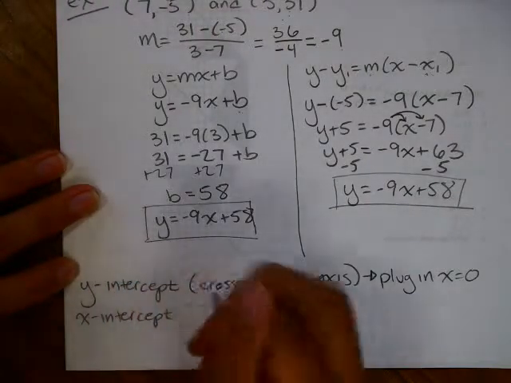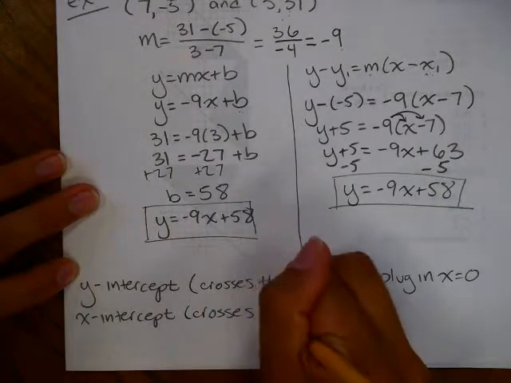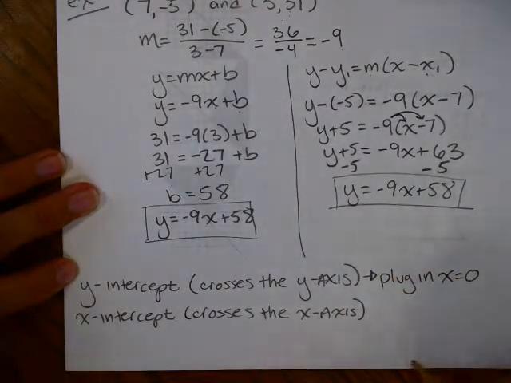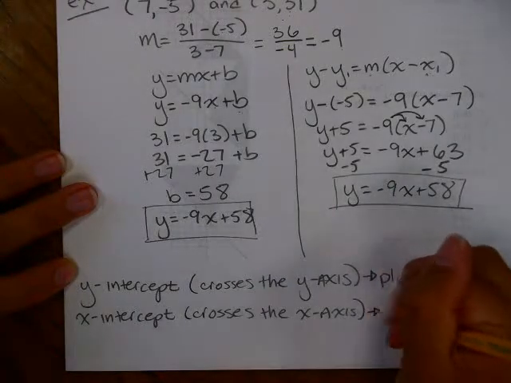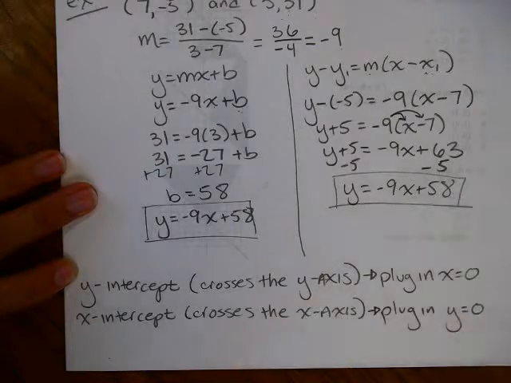X-intercept, that's where a graph crosses the x-axis. So again, picture a graph. Your x-axis is here. Any point on this line has a y value of 0. So to find an x-intercept, you would plug in y equals 0 and solve for x.